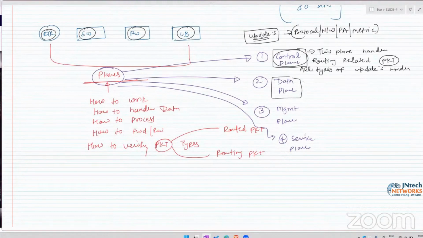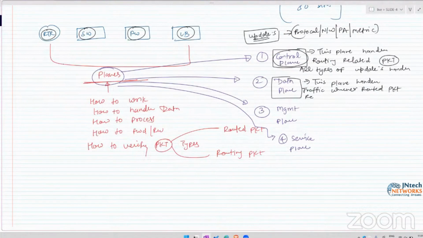Now one more thing, the data plane. Why do we use the data plane on each device? This plane handles traffic, whenever a routed packet is received or the device sends actual traffic. If you want to upload, download, or communicate, this plane handles it.